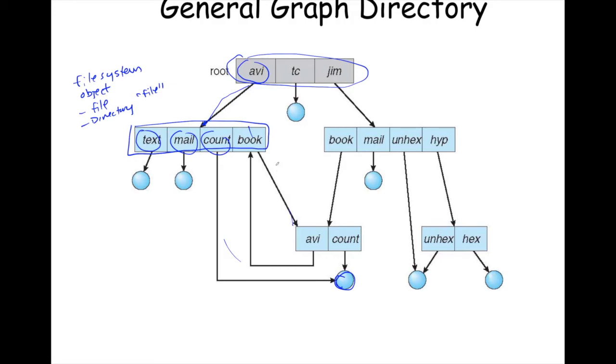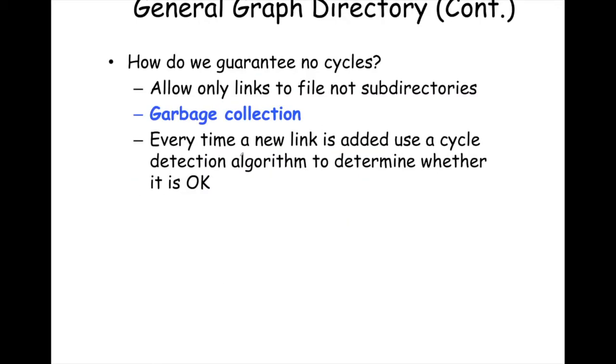Now you'll notice here, one of the things you could do is refer down to this index, and then this could have an entry that refers back to that index. There's a cycle there. That could be a little bit tricky. So how do you guarantee that there are no cycles if you have arbitrary graphs? You only allow links to files, but not to subdirectories. So when you create a link, it has to be to a file, but not to a subdirectory. And that potentially alleviates this issue of having links.